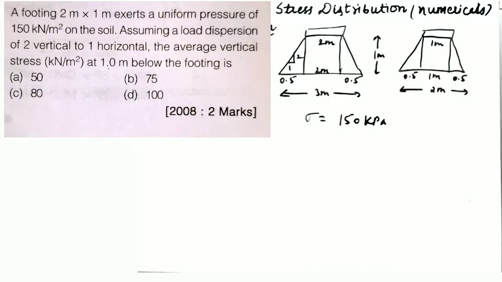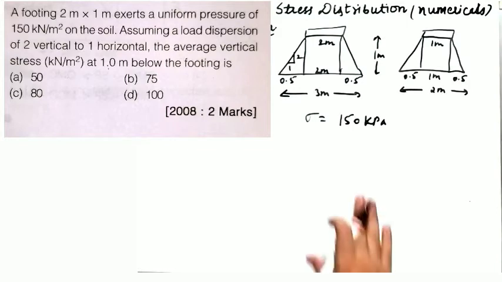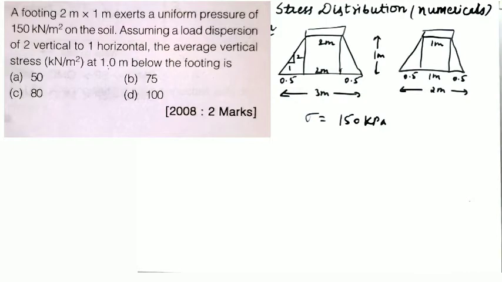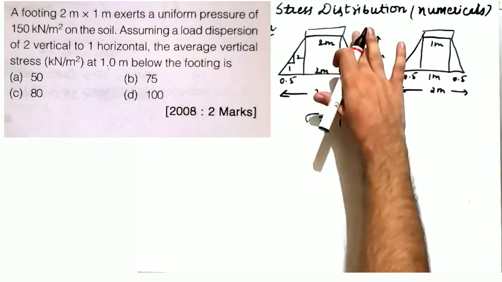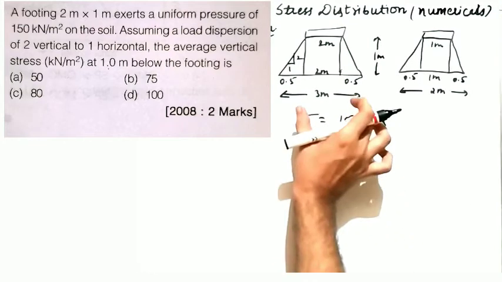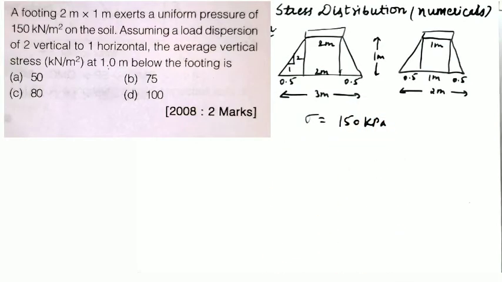The average vertical stress at 1 meter below the footing is asked. See, this is the stress that is exerted on the surface of the footing. That is not at any particular depth, that is just on the surface of the footing. Now it is asking you the stress 1 meter below the surface of the footing. Since the dispersion is given as trapezoidal dispersion, the area will definitely change. So you will have to calculate the new dispersion area. How will you calculate the new dispersion?